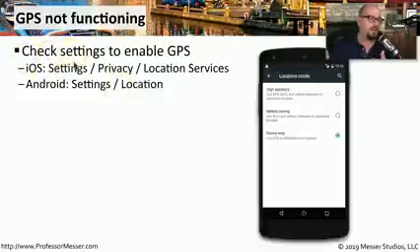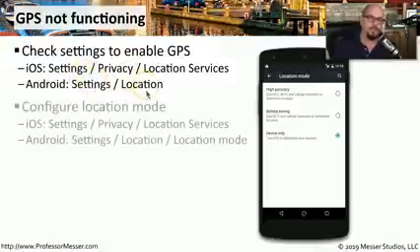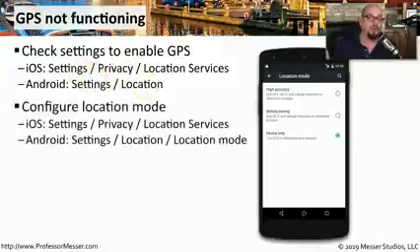In iOS, you can look at Settings, Privacy, and Location Services, and on Android, you can look at Settings and Location. You might also have options on how you're using GPS and how it interoperates with other types of location services. You can turn on and off these different options from within the location mode settings in your mobile device. In iOS, those are under Settings, Privacy, and Location Services, and on Android, those are under Settings, Location, and Location Mode.